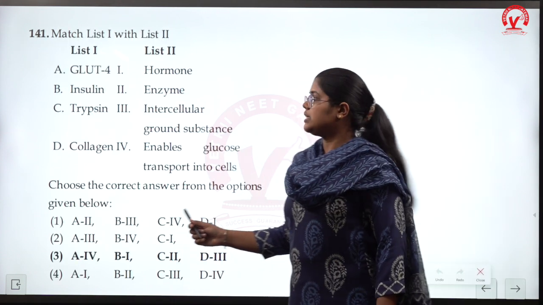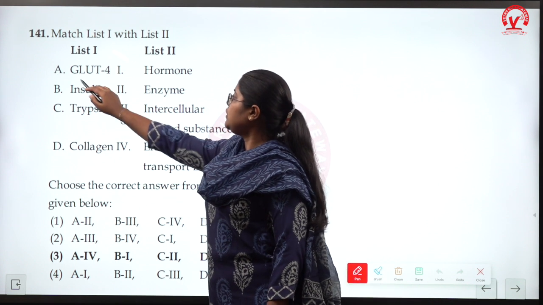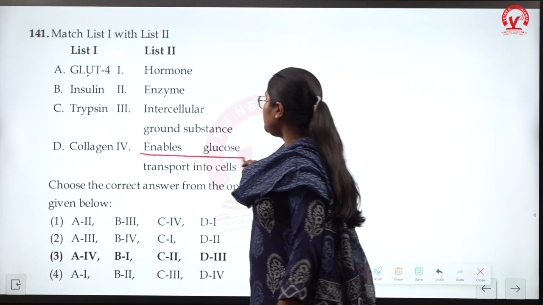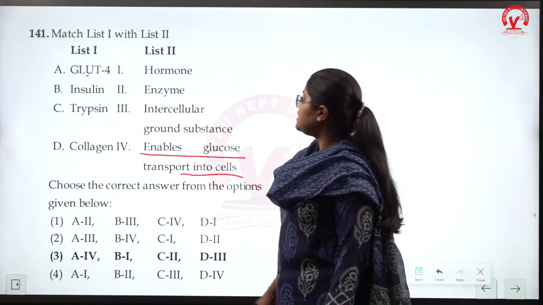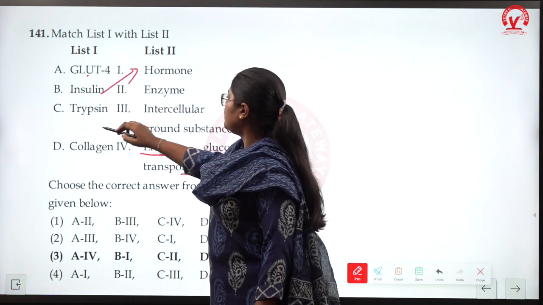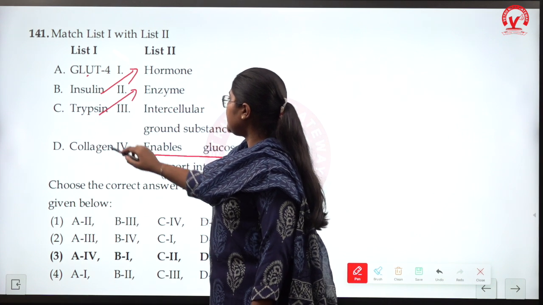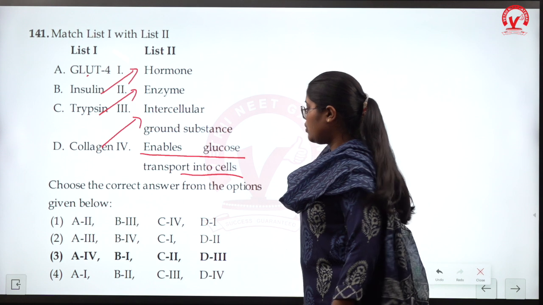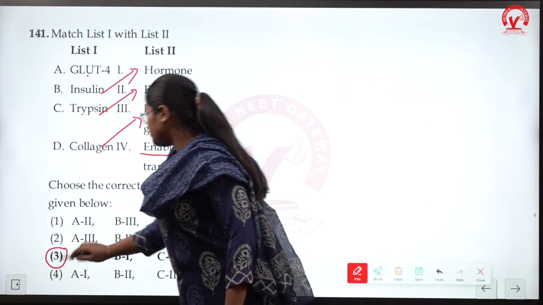So next question, match the following. The protein GLUT4 is involved in enabling glucose transport into cells. Next, insulin is a blood sugar regulating hormone. Next, trypsin is an enzyme and collagen is intercellular ground substance. So option 3 is the correct option.